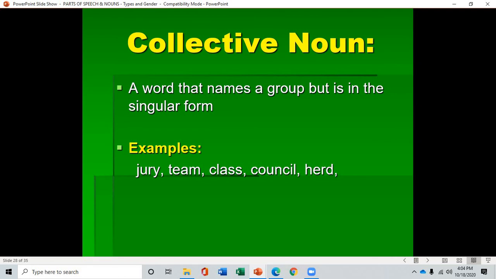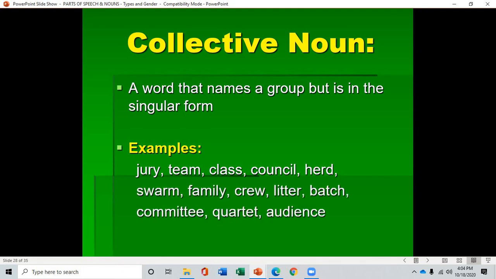Okay? So, although you are a team of 5, sa isang basketball team, there are 5 members. It's always a singular form. Okay? So, you consider it as singular. Remember, we have singular and plural, di ba? Pag singular, isa lang. Pag plural, madami. But there are words na although marami sila, like team, jury, class, we can consider this as singular. Okay? Swarm, family, crew, quartet, audience, committee, batch, litter.